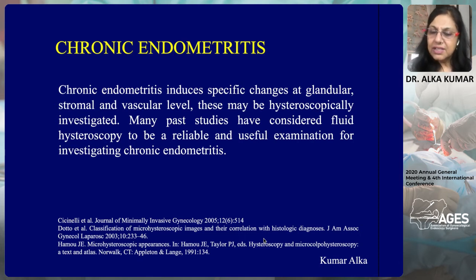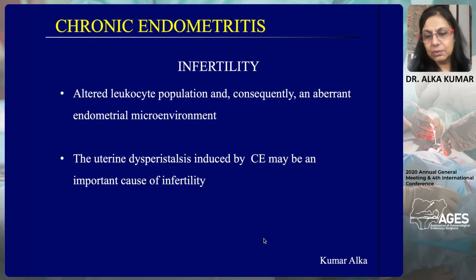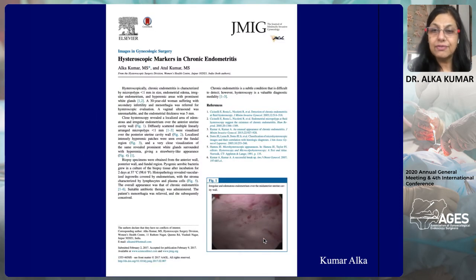Chronic endometritis induces specific changes at glandular, stromal, and vascular level, and these may be hysteroscopically investigated. Cicinelli et al. have done a lot of work. We have been published with chronic endometritis as well. How does it affect infertility? It creates an altered leukocyte population and consequently an aberrant endometrial microenvironment. The uterine dysperistalsis induced by chronic endometritis may be an important cause of infertility.